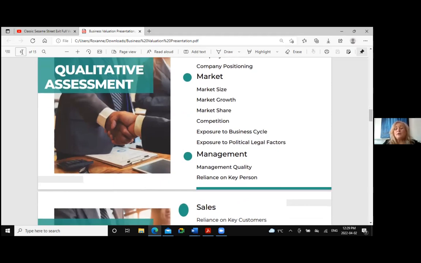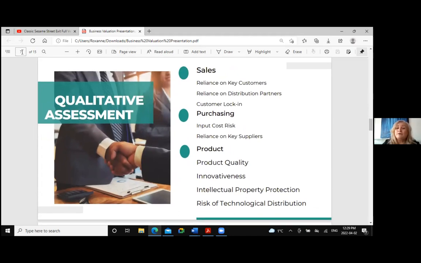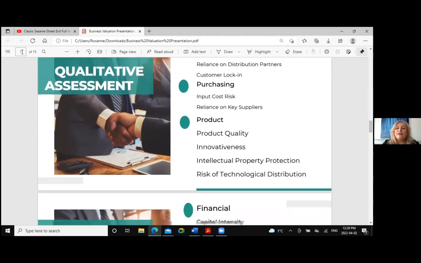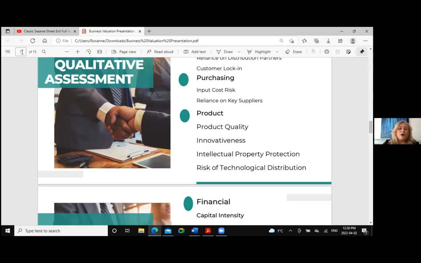Management plays a key role, and I'll touch base on this a little bit later as well, but the management quality and the reliance on key persons. We continue into the sales: reliance on key customers, reliance on distribution partners, customer lock-in, purchasing, and the product, having something worth selling and something that customers want to buy. That's why you have a company. So what about the quality of the product, the innovativeness of that product, the intellectual property that goes with that, and what type of risk is there to technological disruptions on that?